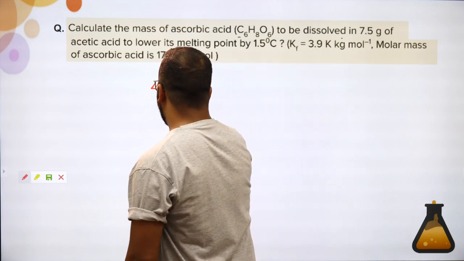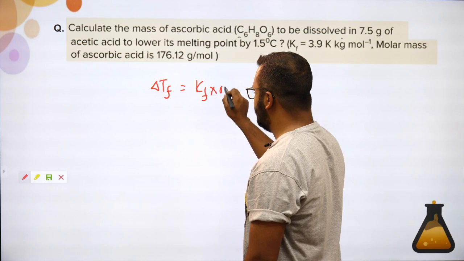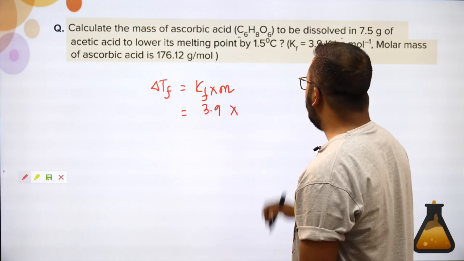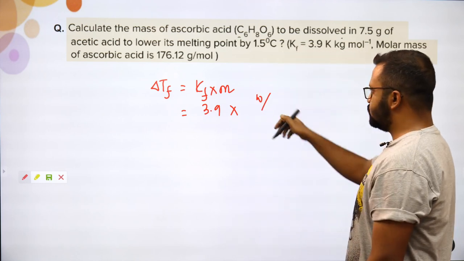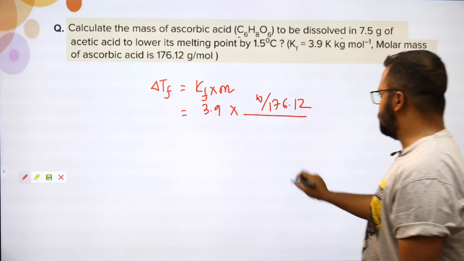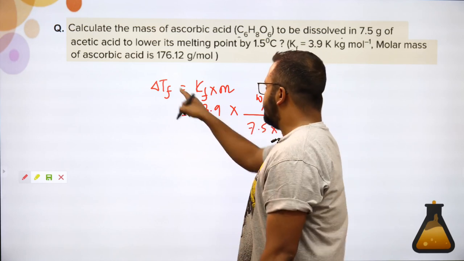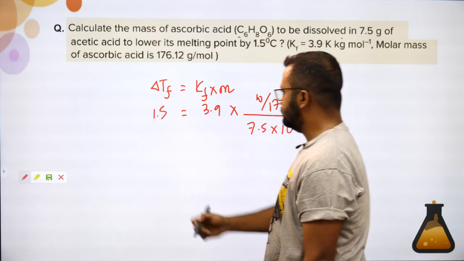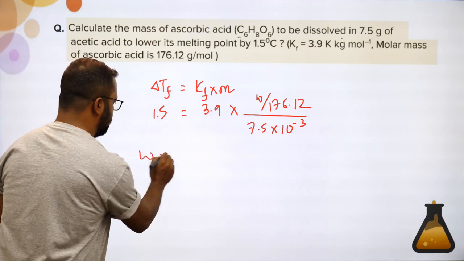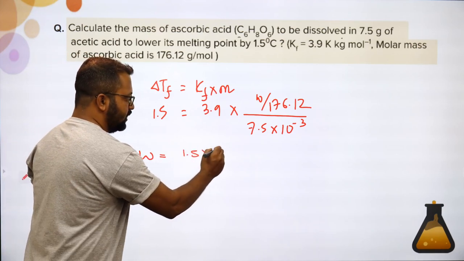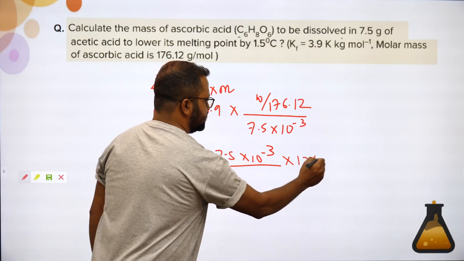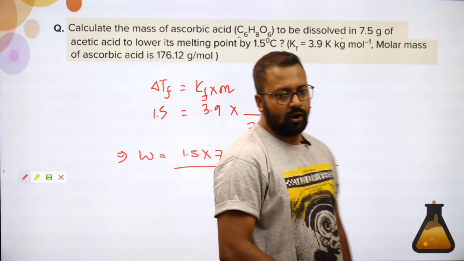So I can use the formula del Tf will be equal to Kf times molality. Kf value is given as 3.9. Molality will be equal to weight of ascorbic acid which needs to be dissolved by molecular weight, which is 176.12, by mass of solvent in kg. So 7.5 times 10 raised to minus 3. Delta Tf is given as 1.5. You have to solve this equation and get the answer. So W turns out to be equal to 1.5 times 7.5 times 10 raised to minus 3 times 176.12 by 3.9. This is the weight of solute.